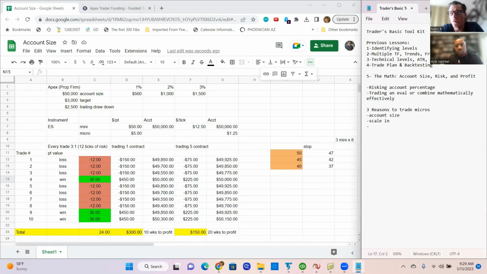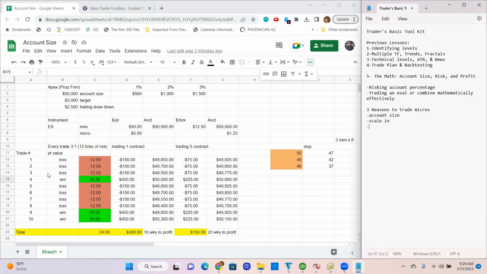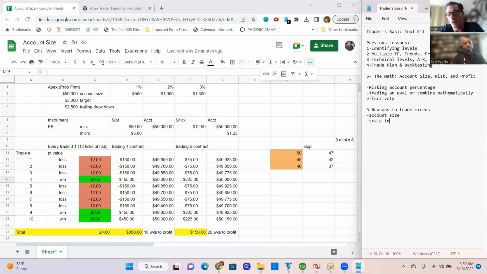And a lower risk threshold. What's that? I would say lower risk threshold, which would probably be account size. That might be like the psychological part of it, right? This is going to be the 2 main reasons. I know I said 3, but account size and scaling in. Okay.